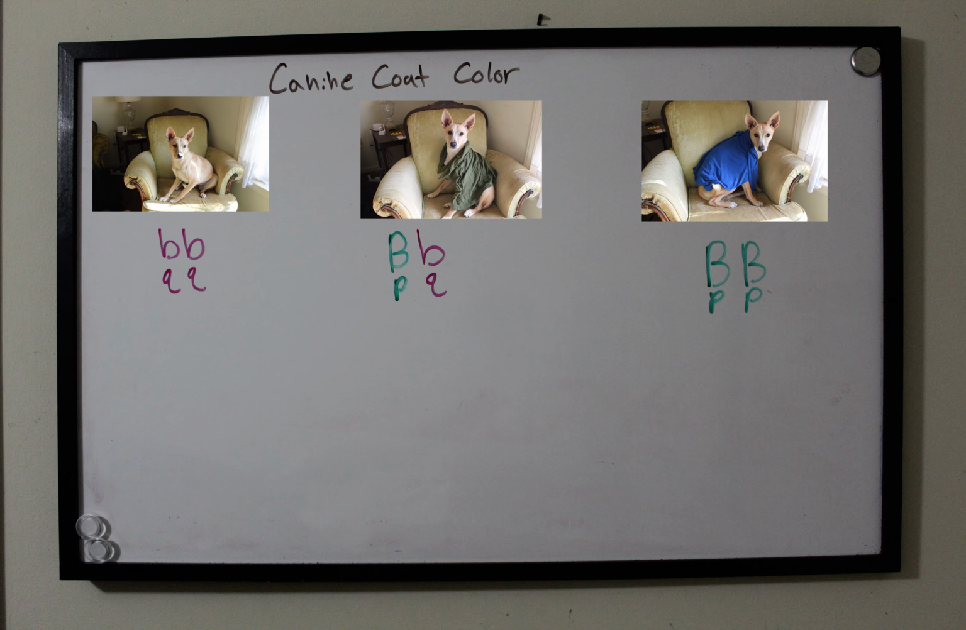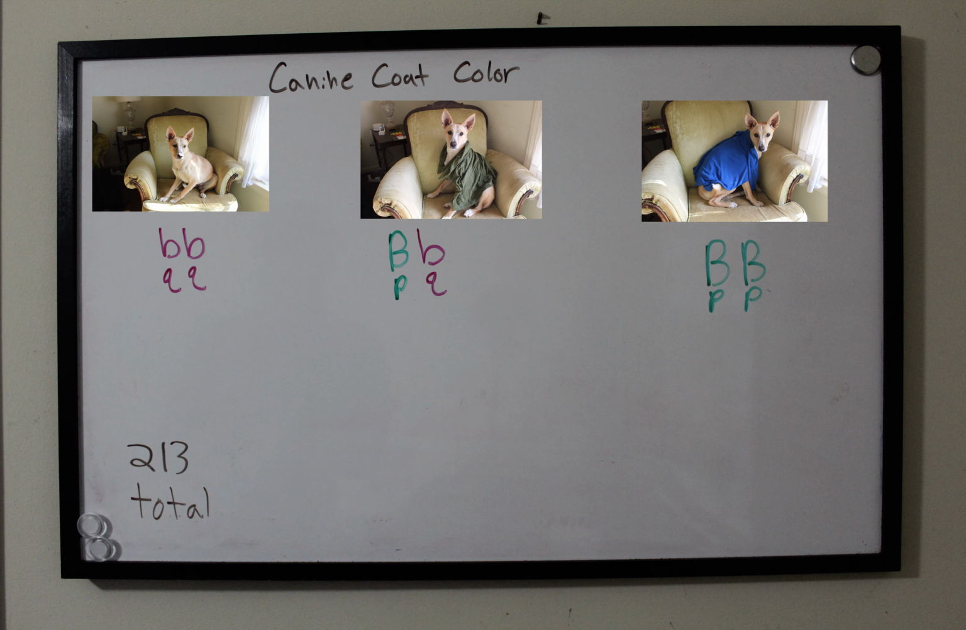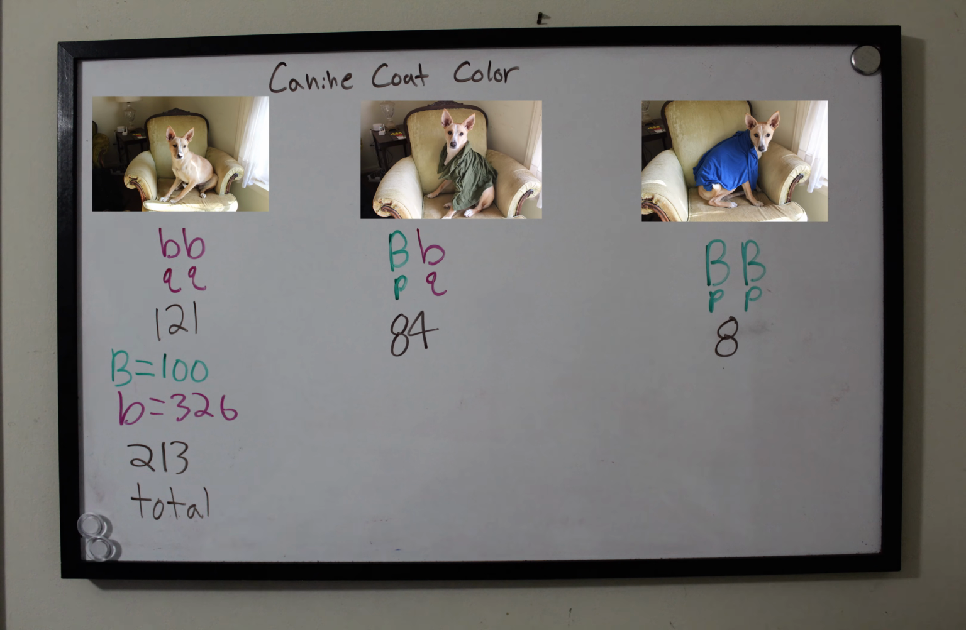Now let's look at the population numbers with 213 total dogs, 8 of them being homozygous dominant, 84 being heterozygous, and 121 being homozygous recessive. Now let's add our total alleles to get our allele frequency, where we have 100 big B's and 326 little b's. Divide that by 426 and we get our respective allele frequencies.